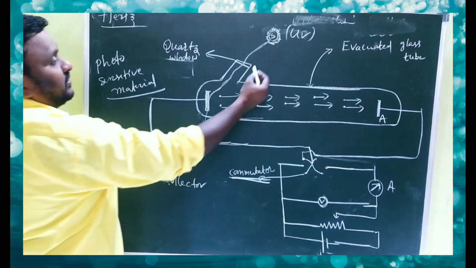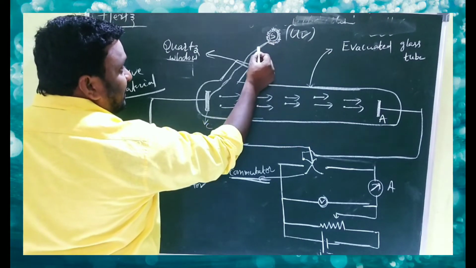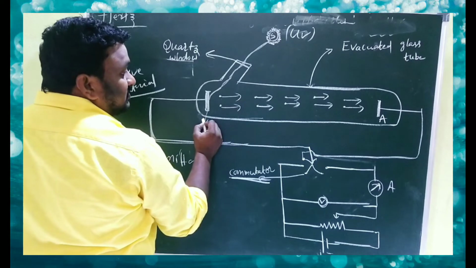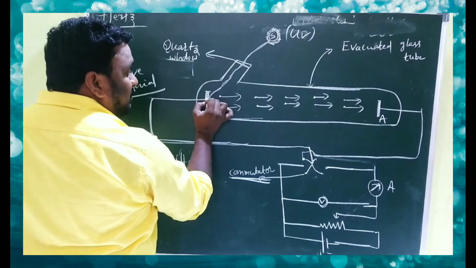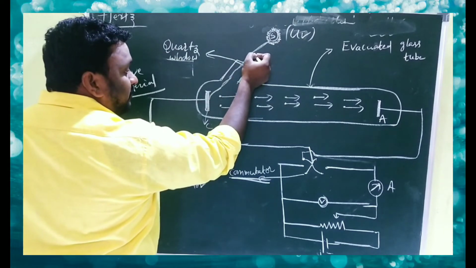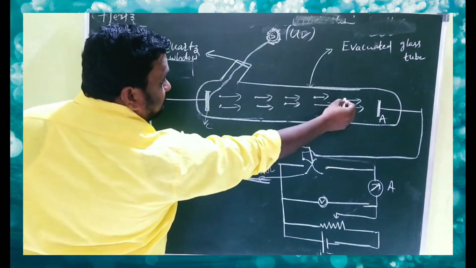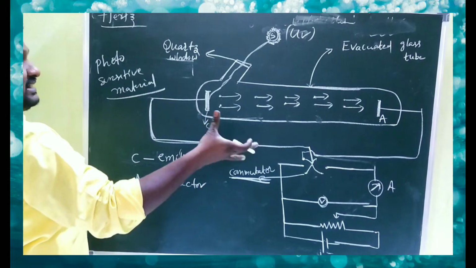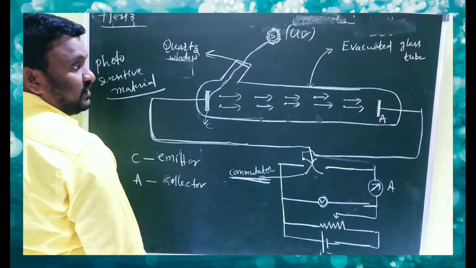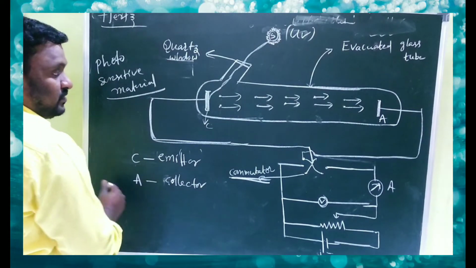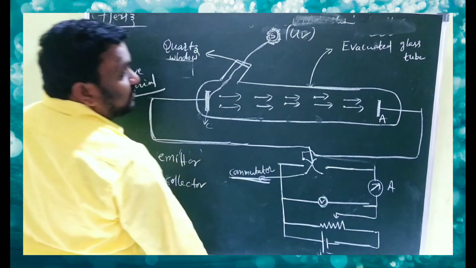Here children, look here. S is the source of light. From that source light is coming, and that should fall on the C. Then what do you have to say? It is the metal. On that metal energy is falling. Then obviously some electrons are released. Those electrons are moving towards A. So initially, that C is having some negative charge and A is having some positive charge.